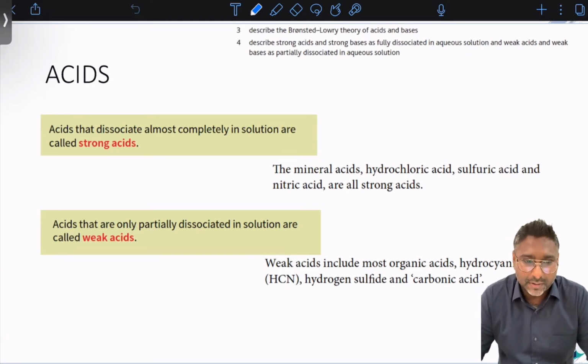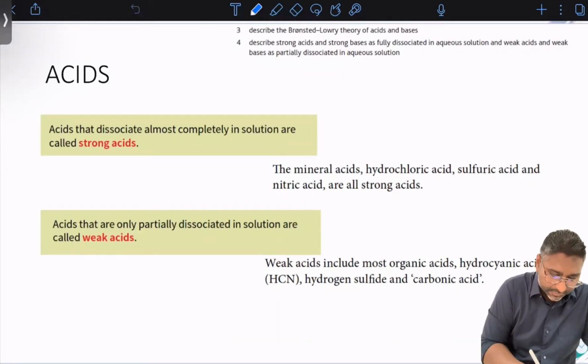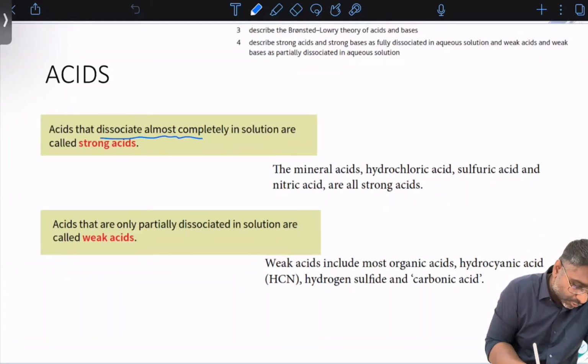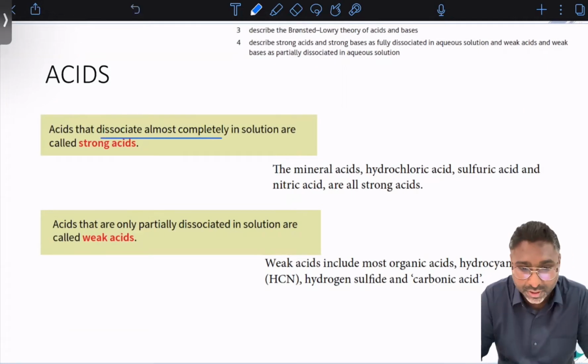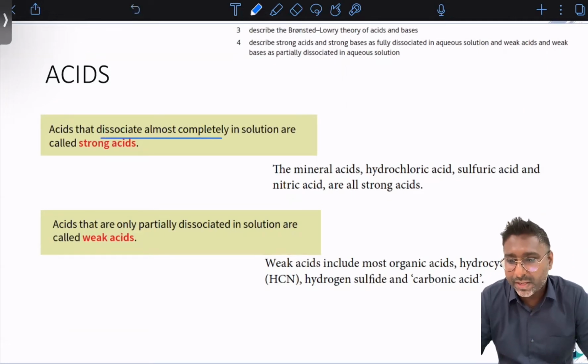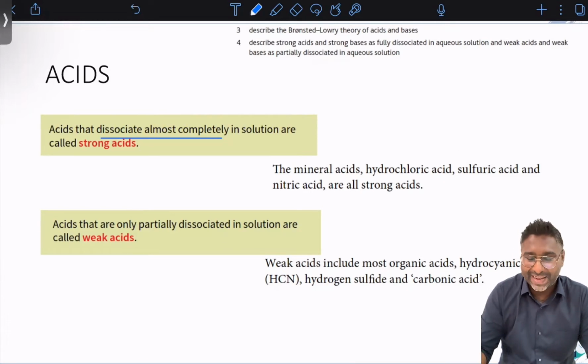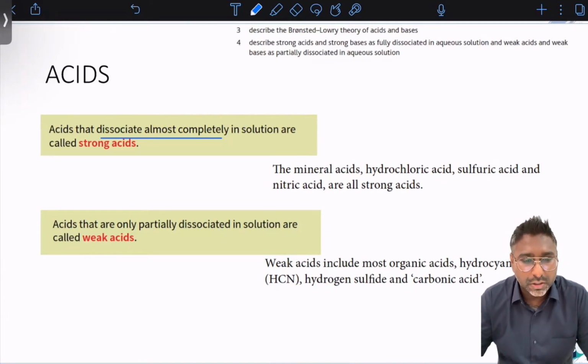So what are strong acids? A strong acid is an acid that dissociates completely, or almost completely, in a solution. A solution means it requires water, so an aqueous solution, to give you the ions, and then they are called strong acids. Most of the time, mineral acids like hydrochloric acid, sulfuric acid, nitric acid, all the common acids that you know, are strong acids.